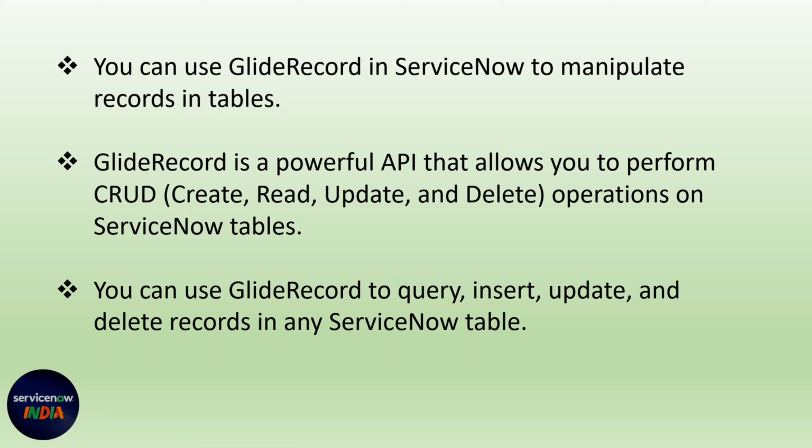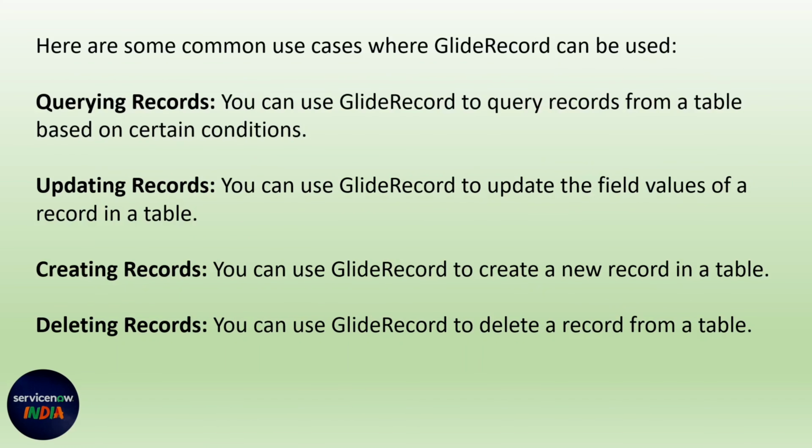The GlideRecord API works on any ServiceNow table. Here are some use cases where we use GlideRecord majorly, like querying records. If you want to query any records from a table based upon certain conditions, we can use GlideRecord for that. If you want to update any fields of a record in a table, we can use GlideRecord and some relative methods. We can also create records using the GlideRecord API, and delete a specific record using GlideRecord methods in ServiceNow.